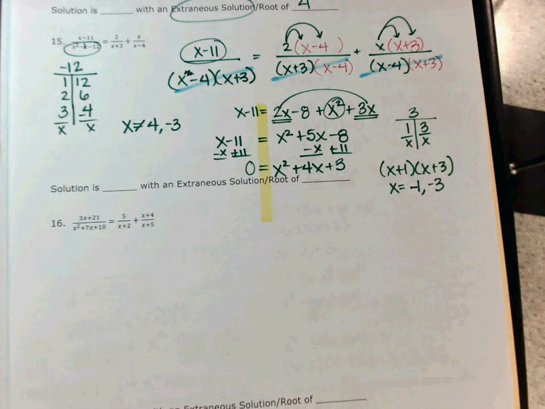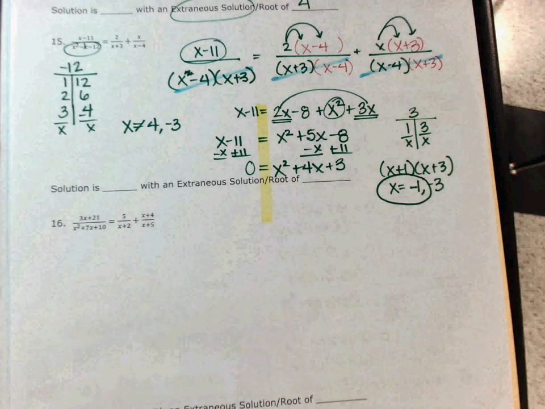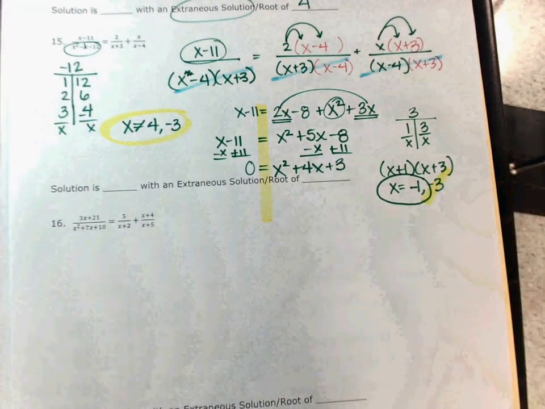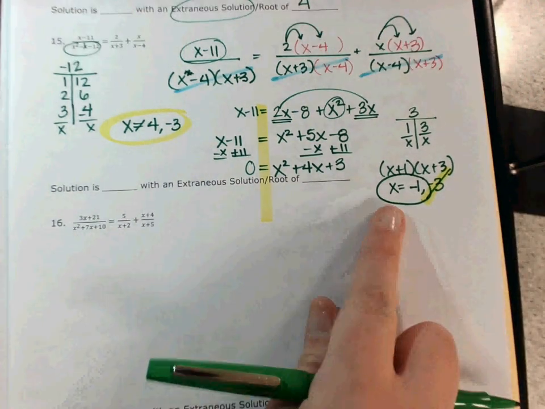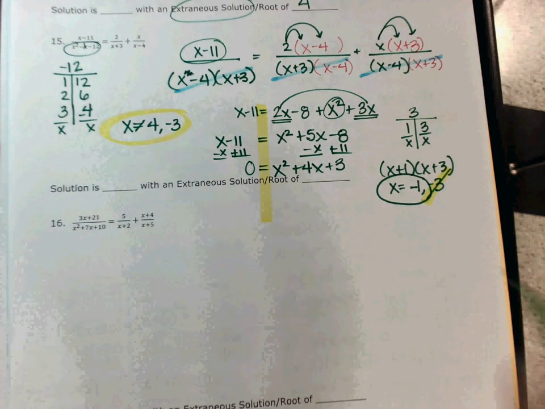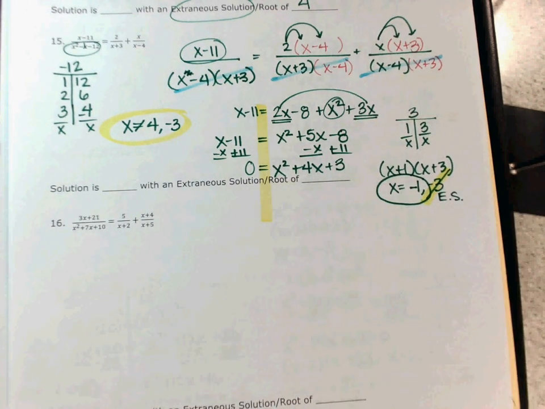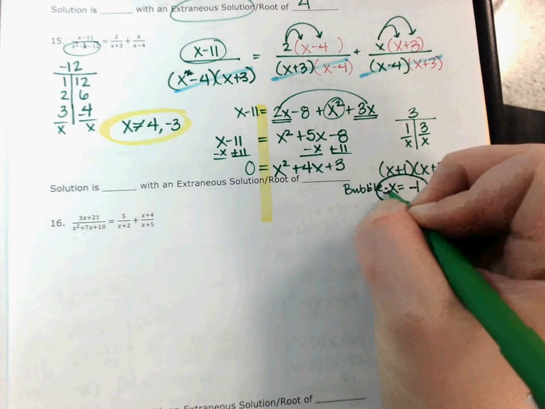Good. Now let's pretend like this is your CBA and you have to pick which one to bubble because you can't bubble both. Which one is the real answer? Negative 1 or negative 3? Negative 1. Why would I not pick negative 3? Because it's not allowed to equal that. Okay? So tomorrow, this is what's going to happen. You're going to have 2 answers. One of them is extraneous. Don't bubble that one. Okay? Because remember, if it's an ES, it's not the real answer. So you would bubble this one. Okay?